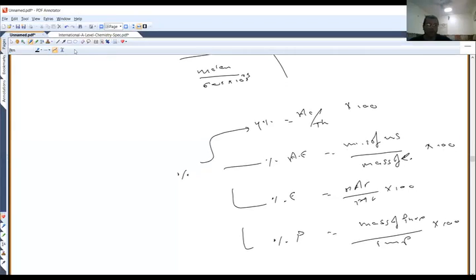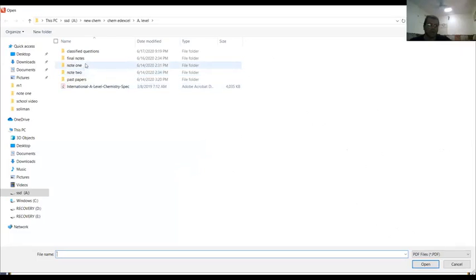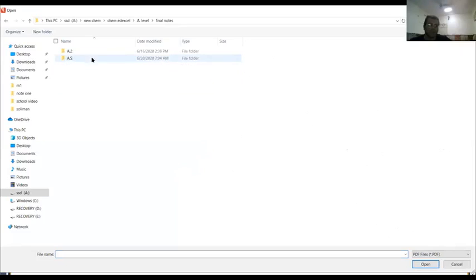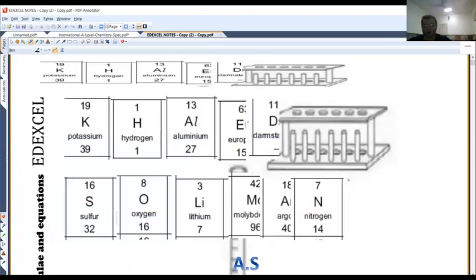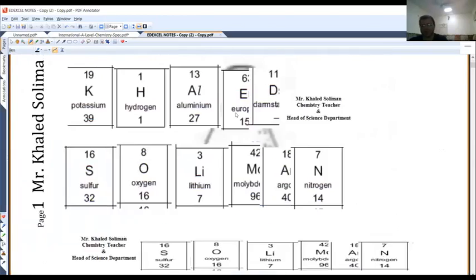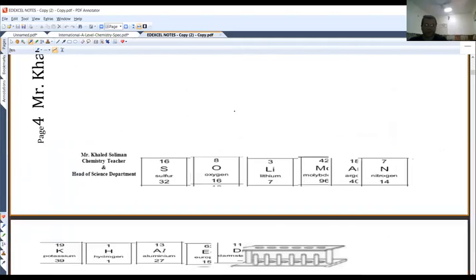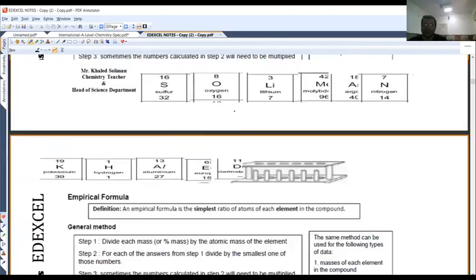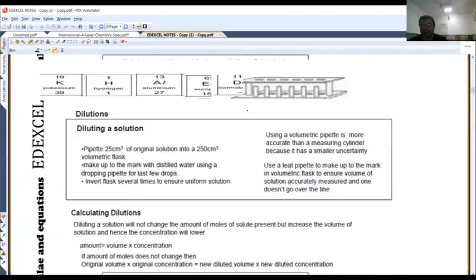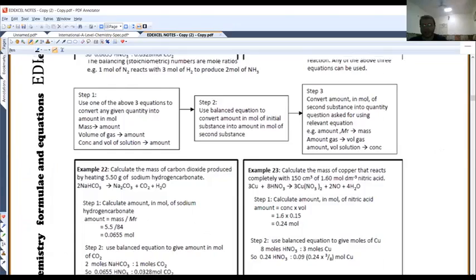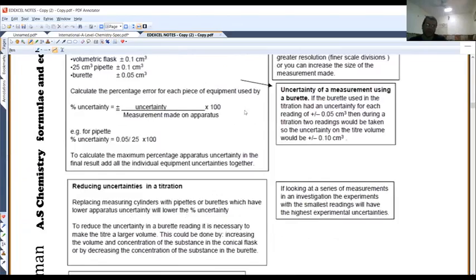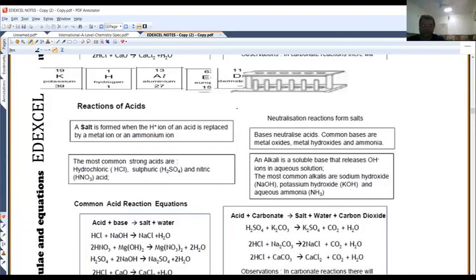chemistry first topic. Now I'm going to show you the notes which we're going to use. Actually, I didn't find the best book, so I took some of this book, and we also took the classified questions from past papers. As we say, you're going to find all of the information about the topic explained here in detail, and then you're going to find the classified questions, all of the classified questions which relate to this topic.